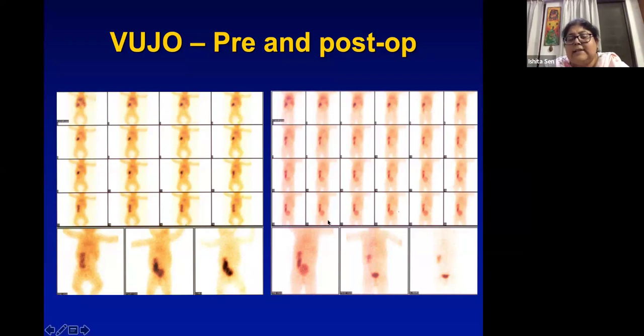And this is after surgery, and you find that now you get tracer in the urinary bladder, and the ureter appears decompressed as compared to prior. So this patient had a reimplantation, and in the delayed images you find that there is a complete excretion of tracer from this kidney.